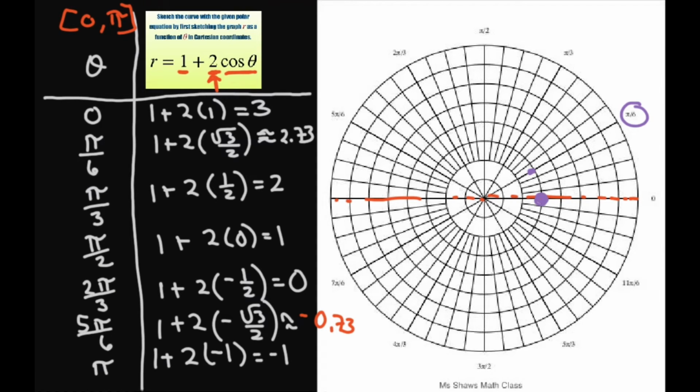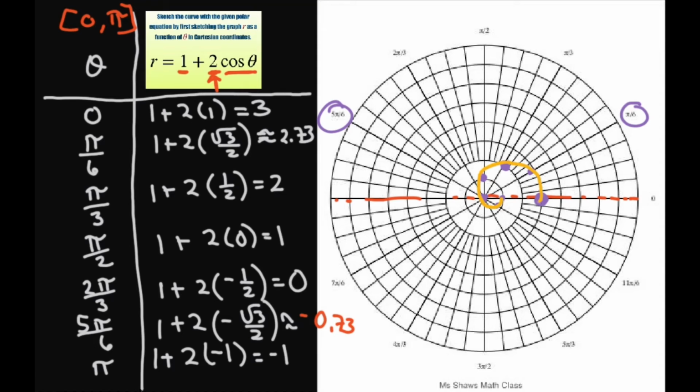At pi divided by 3, we're at 2. And then we're at 1 for pi divided by 2. At 2 pi divided by 3, we're at 0. At 5 pi divided by 6, we're at negative, close to 1. So you go negative, you go this way. And at pi, we're at negative 1. So it's here. So the upper portion of the graph is going to look like this.